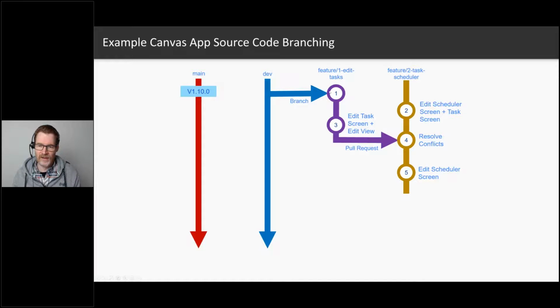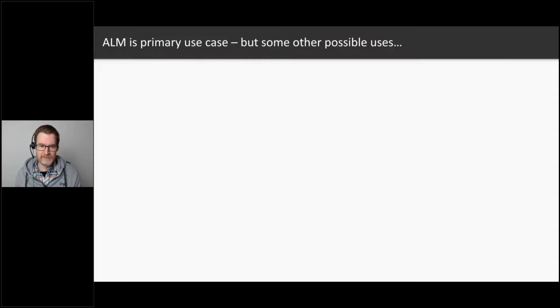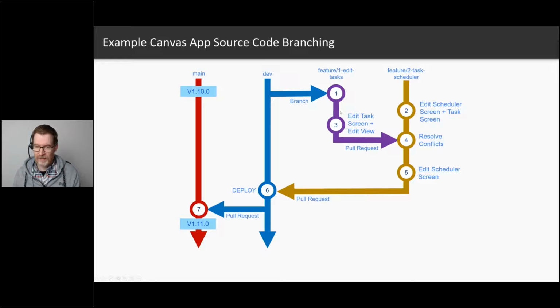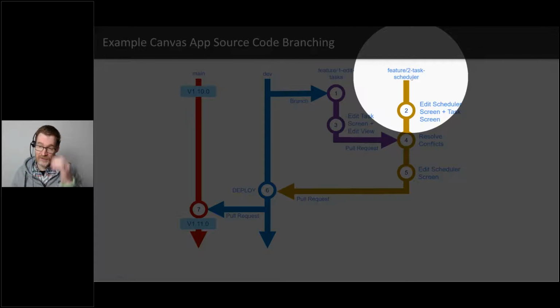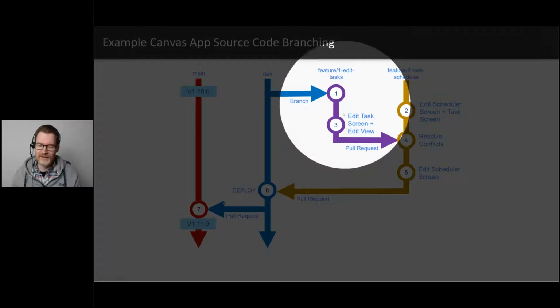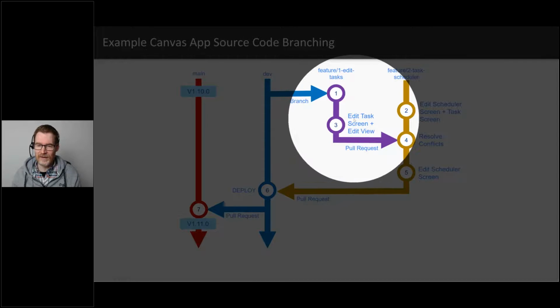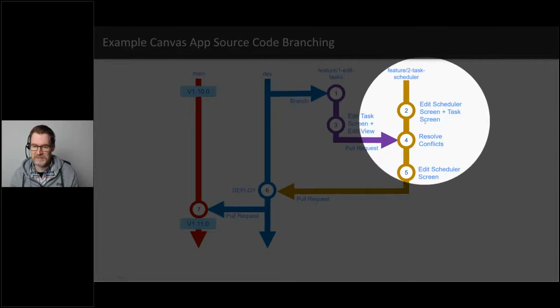We've got our feature branch here for the editing tasks. So this is, remember, we had two different screens. We had an edit screen and we had another screen which was for creating a scheduled set of tasks from a template. And the idea here is that we are making changes in parallel. So I've got potentially two development teams, and one is working on the edit task screen and one team is working on the scheduler screen.